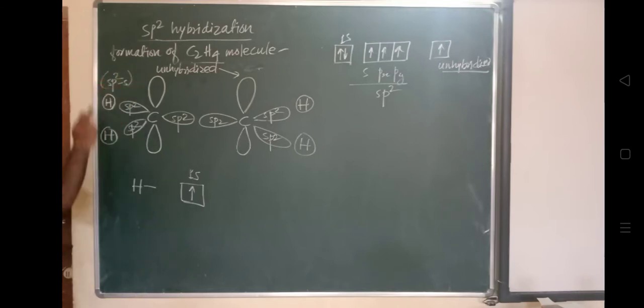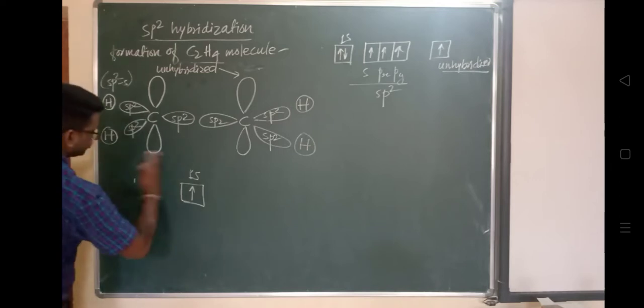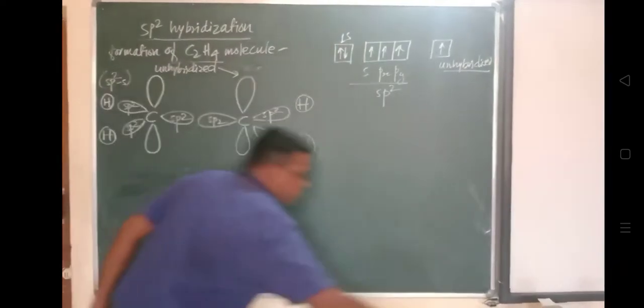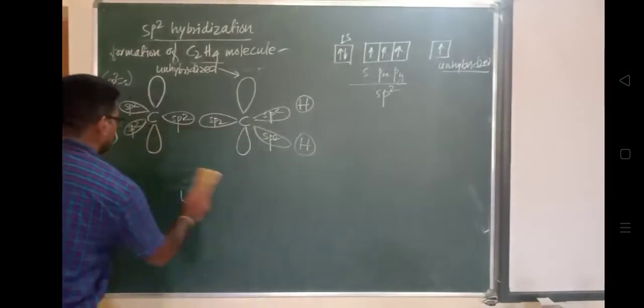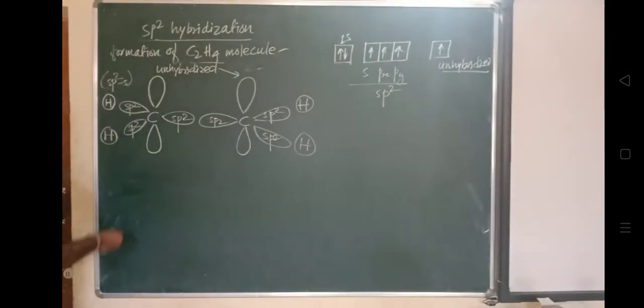So we will call this a sigma bond, because this is a sigma bond. Another bond: between this carbon atom and this carbon atom there will be one bond, and that bond is the sp2 bond. This is between the carbon atoms, so this is the sp2 sigma bond. So one sigma bond is present between the carbon atoms.